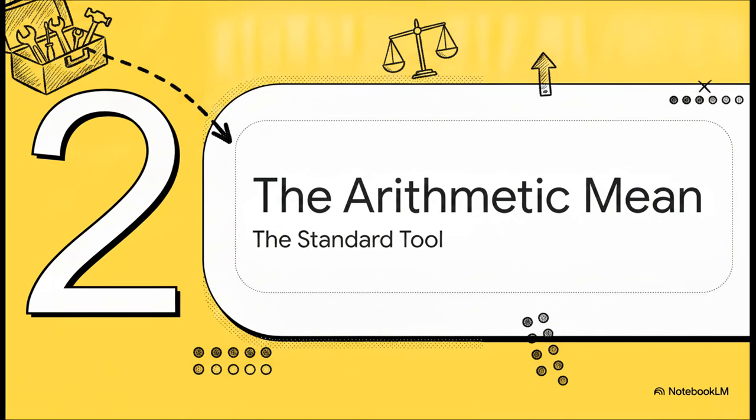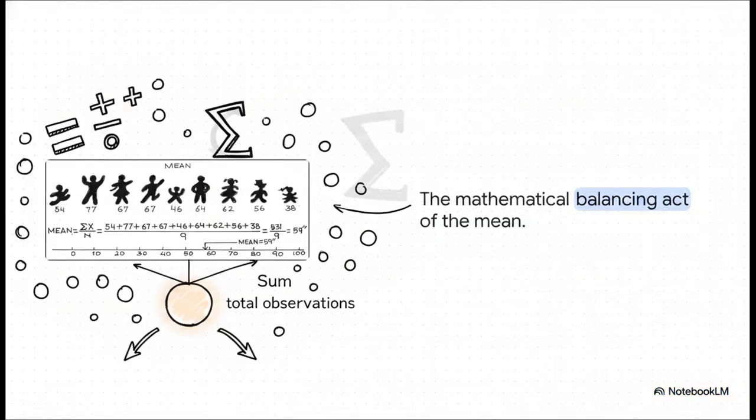Moving on to Section 2, the arithmetic mean, the standard tool. All right, let's pull the very first tool out of our kit. The arithmetic mean is essentially a giant mathematical balancing act. It's definitely the most common measure out there. You simply add up all the values of your observations and divide by the total number of observations. Boom, you found your perfect balance point. Because it takes absolutely every single piece of data into account to find that exact center of gravity.